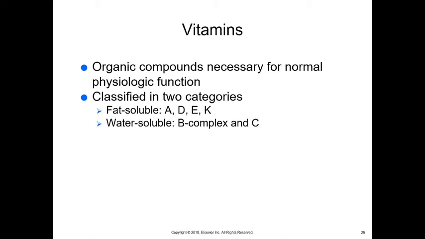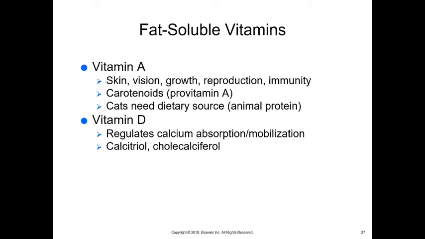Vitamins, these are organic compounds necessary for normal physiologic function. If you're not eating your veggies, you're not getting your vitamins, and your body will not function well. Vitamins are classified into fat-soluble and water-soluble. Remember, fat-soluble is ADEK, and they are stored in the fat, so it's important to remember that. They can be overdosed. Water-soluble are B-complex vitamins and C.